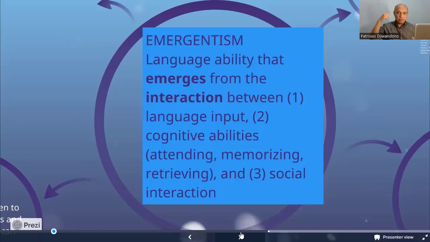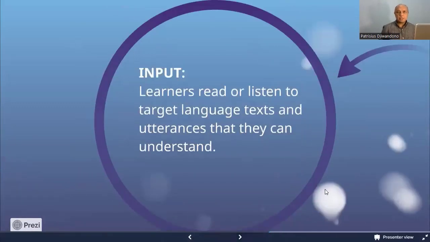So that is cognitive abilities or cognitive skills. It's the power of their thinking. And then the last one is the social interaction. So what we call emergentism is actually an interaction between these three. First is the language input, their cognitive power, and the social interaction that they have. So this is the principle of emergentism. Now let me discuss input.